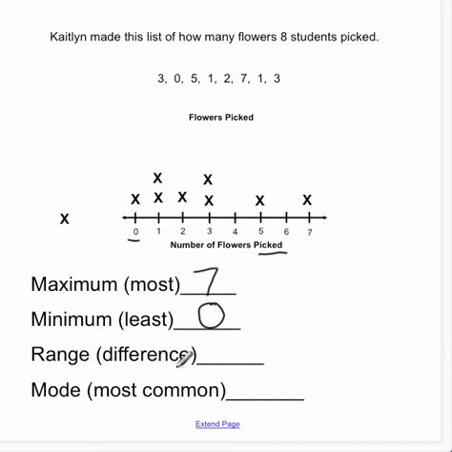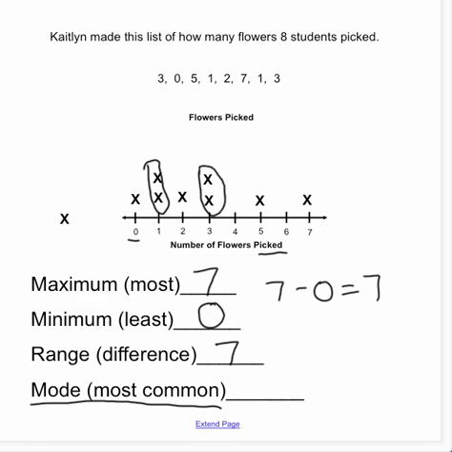Range means I take the difference between my largest number and smallest. Difference means subtract. 7 minus 0 equals 7. So the range is 7. And now I'm looking for the mode, which is the most common. This one I do want to look for the most number of X's. What was the most common number of flowers people picked? In this case, actually, there's 2. We have 2 X's by 1 flower and 2 X's by 3 flowers. That makes it kind of tricky. We're just going to write both numbers. 1 and 3 were the most common number of flowers that were picked that day.